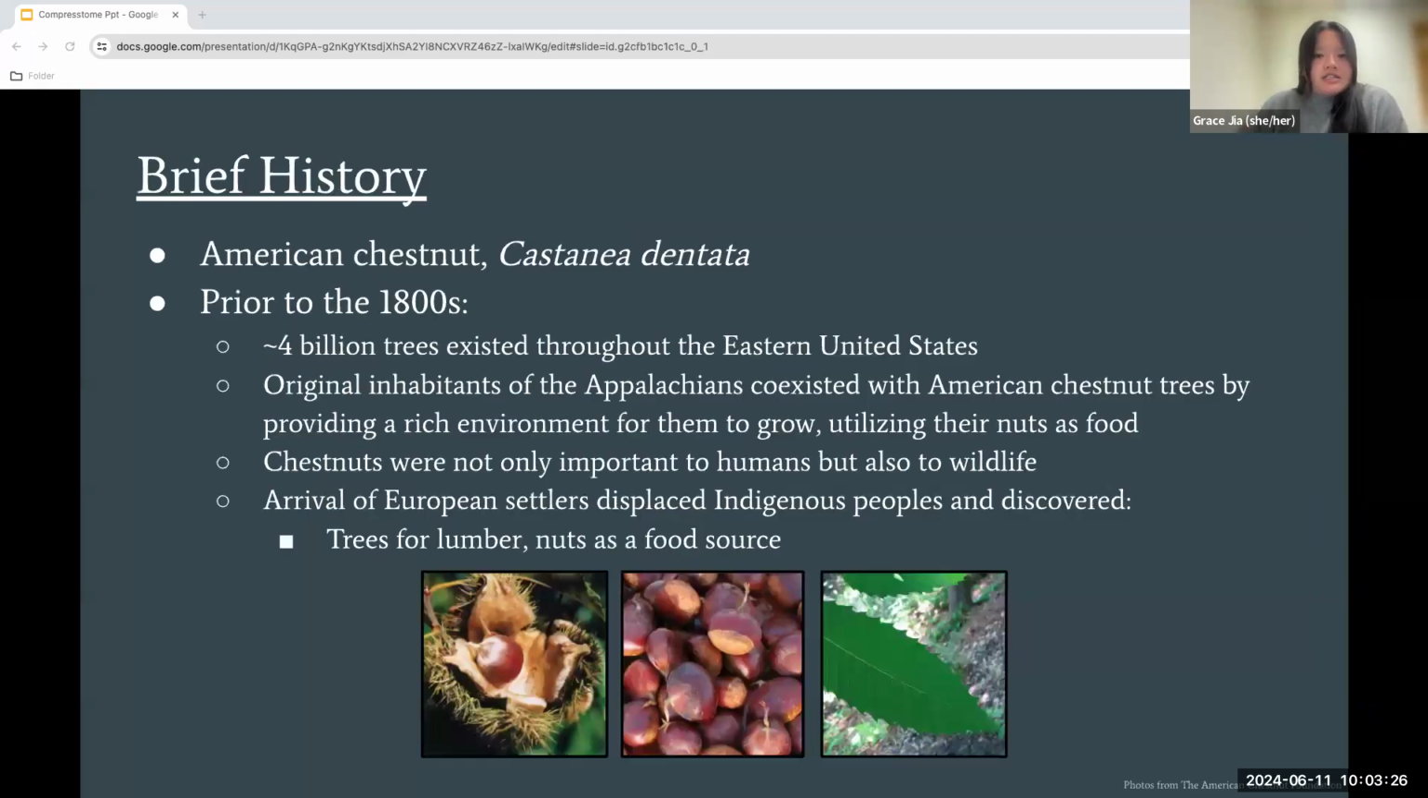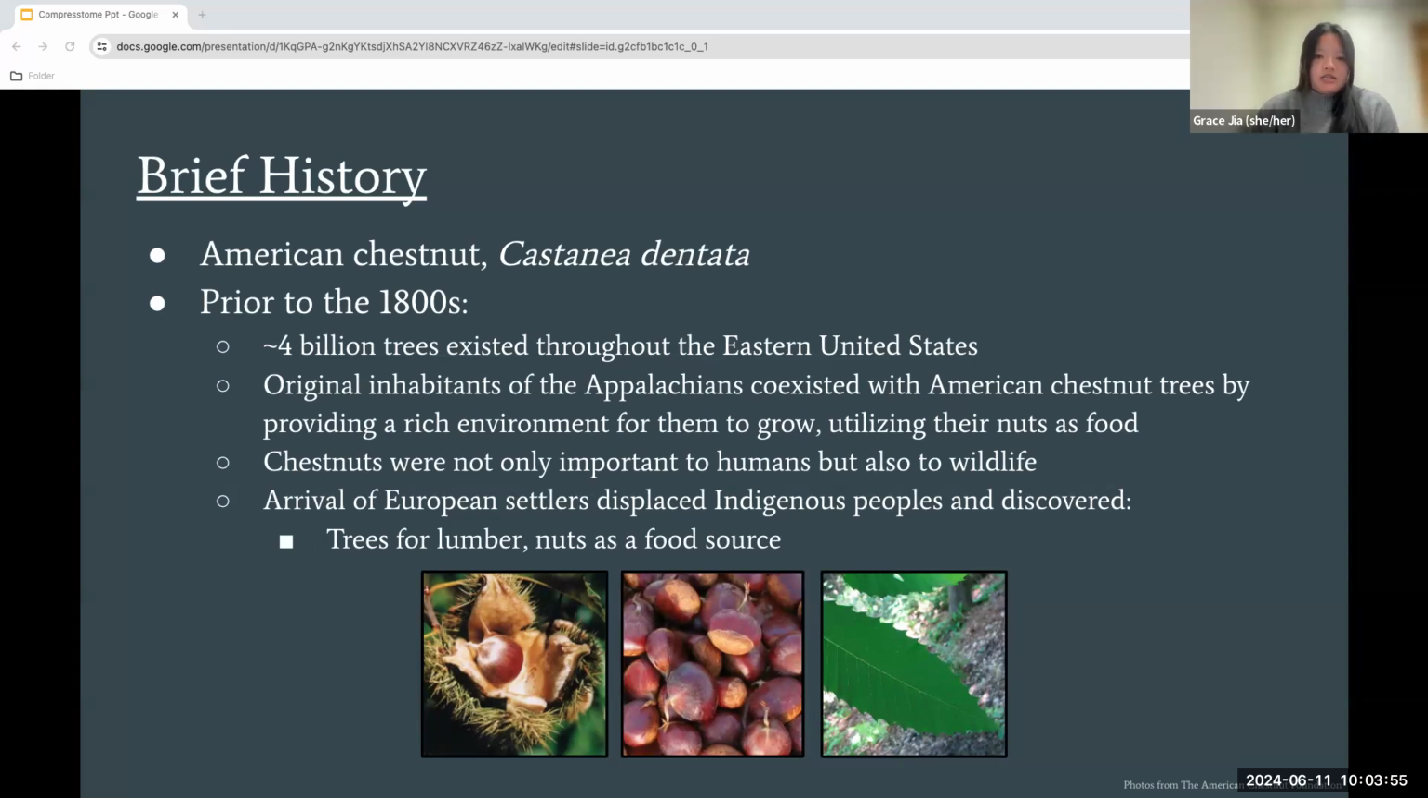To begin, I would like to talk about the brief history of chestnut trees and its introduction into the eastern United States. American chestnut trees have a strong ethnobotanical connection to the eastern United States. Prior to the 1800s, there were around 4 billion trees spanning this part of the country. Original inhabitants of the Appalachians coexisted with American chestnut trees by providing a rich environment for them to grow while also utilizing their nuts as a food resource.